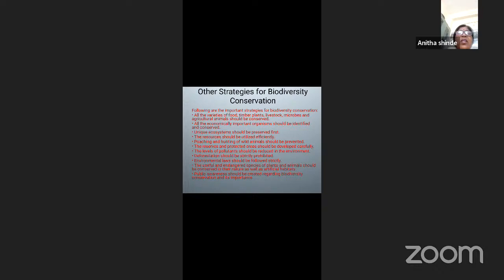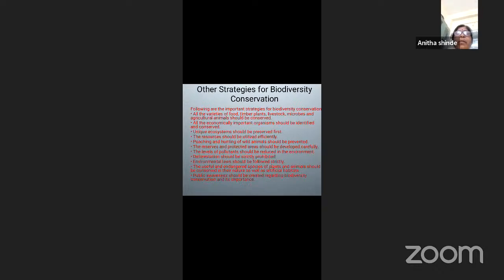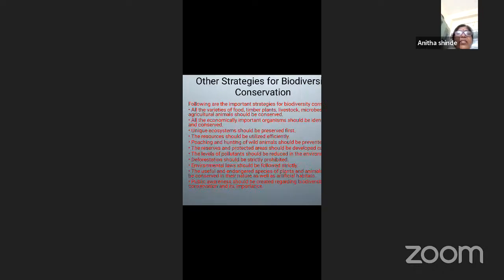Other strategies for biodiversity conservation, apart from this, are that all the varieties of food, timber, plants, livestock, and microbes should be conserved. All the economically important organisms should be identified, named, and preserved first. The resources we are developing and utilizing should be utilized efficiently. Hunting and poaching of wild animals should be prevented totally. It should be banned. The reserves and protected areas should be developed carefully.